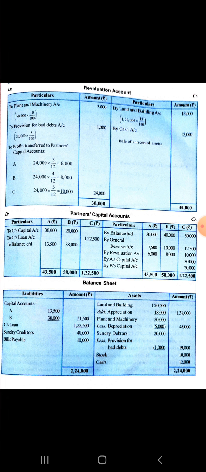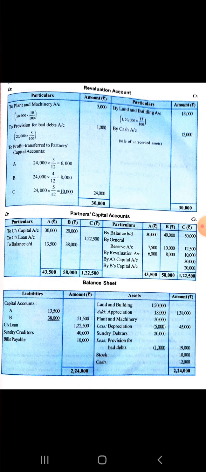Asset side, land and building 1,20,000 plus amount increased 18,000, present value 1,38,000. Plant and machinery 50,000 less depreciation 5,000, present value 45,000. Sundry debtors 20,000 less provision for bad debts 1,000, present value 19,000. Stock 10,000.